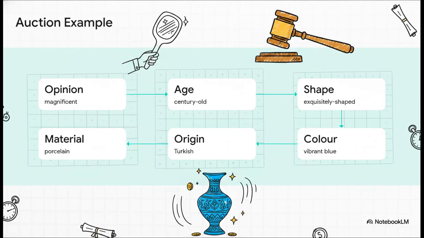Okay, to prove this formula actually works, check out this extreme example from the British Council. Picture an auctioneer presenting an item. They might say, "We have a magnificent, century-old, exquisitely shaped, vibrant blue Turkish porcelain vase." Now, supposedly, it actually took them 17 takes to record that smoothly. But look at how beautifully it cascades right down our OSASCOMP ladder. Opinion, age, shape, color, origin, material. It's a ridiculously long sentence, sure, but if you mess up that specific order, it turns into total gibberish.